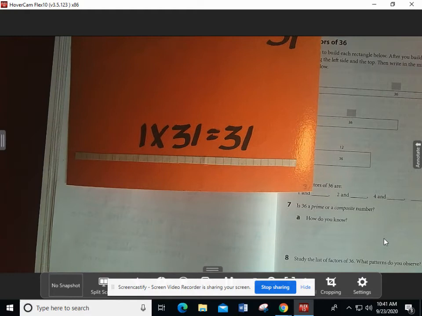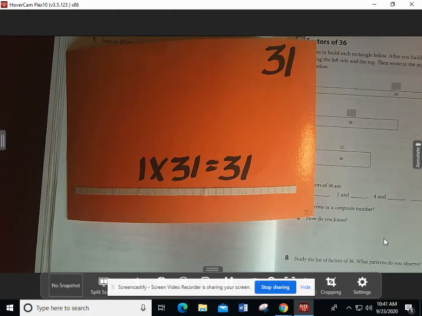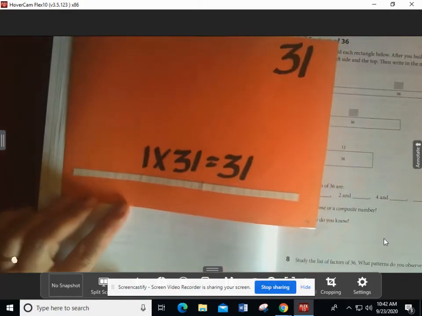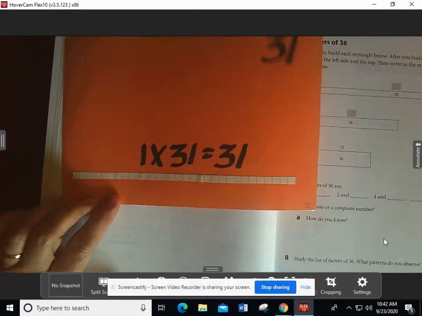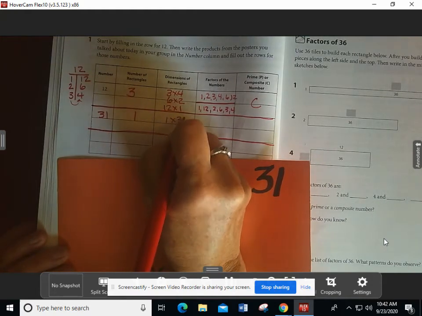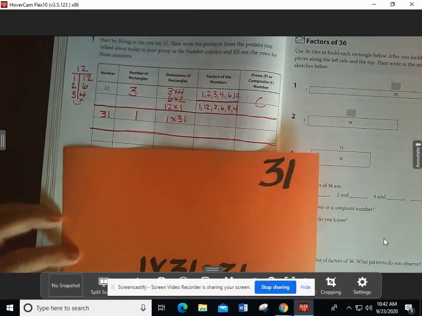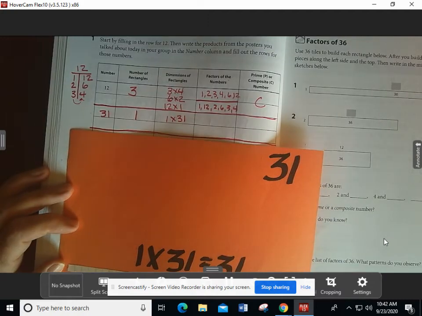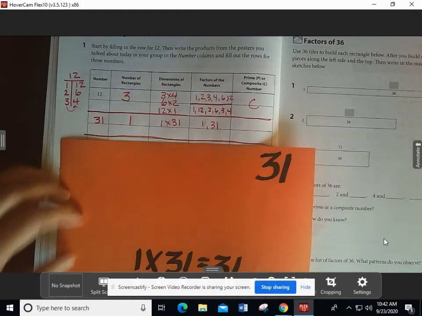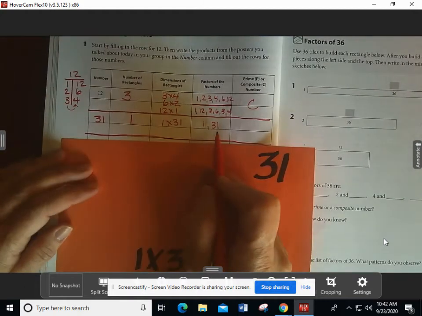How many rectangles do we have? Raise your hand. Luke, one rectangle. What are the dimensions? 1 times 31, that's it. So what are the factors? 1 and 31. Notice I did not write a multiplication sign when I wrote the factors.